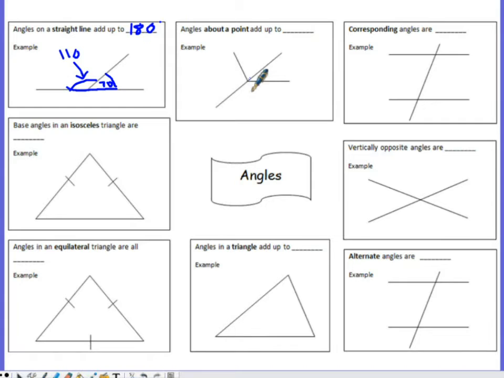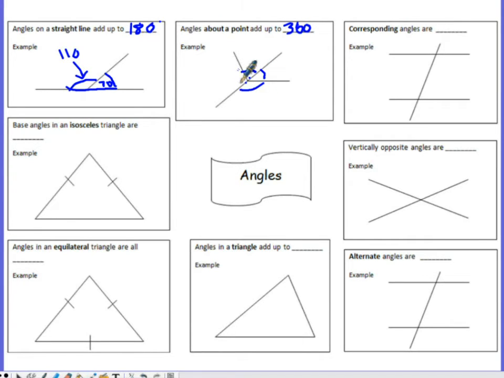Angles around a point have to add up to 360, because they form a circle which has 360 degrees. So this angle, this one, and this one would add up to 360 degrees.